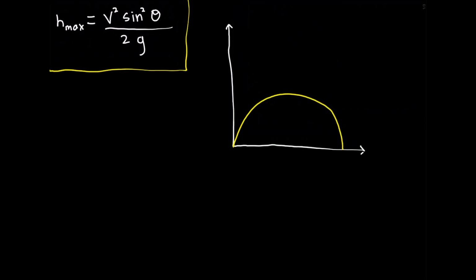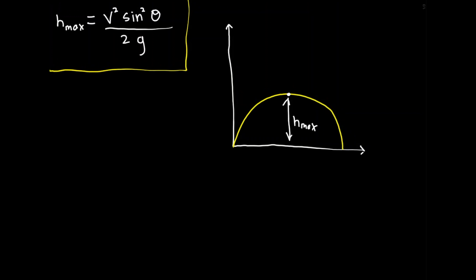Hi, and in today's video I'm going to show you how to derive the equation for maximum height of an object in projectile motion. So you can see on the top left that the maximum height is equal to v squared sine squared theta over 2g. Now on our graph on the right side we see that the maximum height is over here at the center point. This is the maximum height.